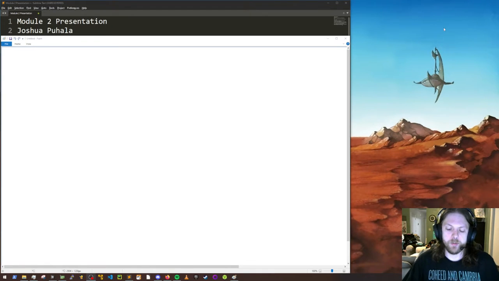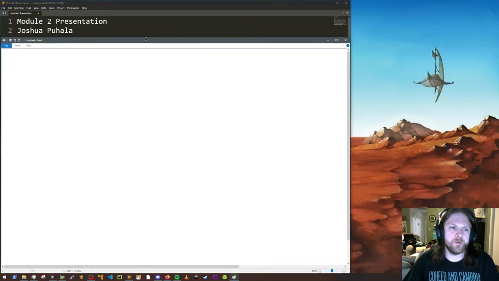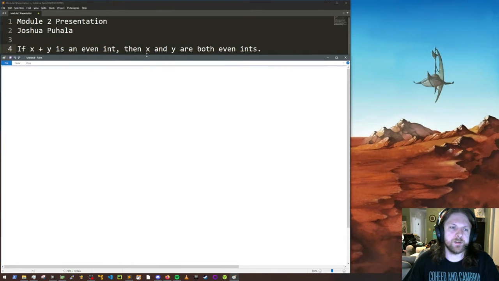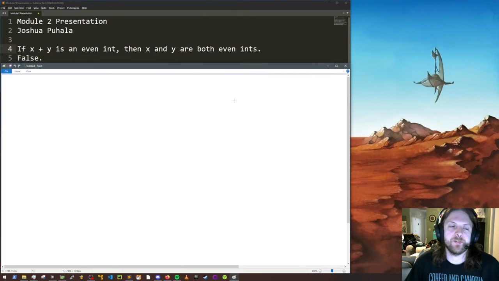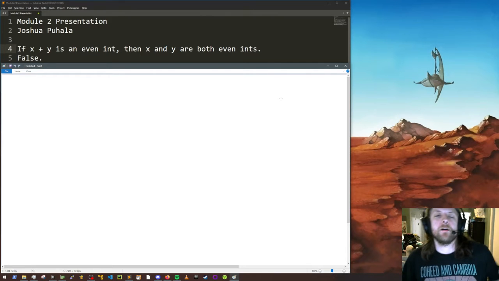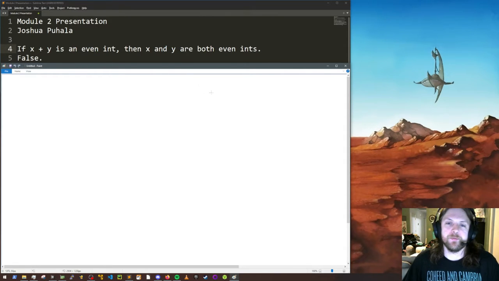I'm going to be doing a proof that shows that if x plus y is an even integer, then x and y must have the same parity. The reason I'm doing a proof for that is because I initially selected this one: if x plus y is an even integer, then x and y are both even integers as well. It didn't take a whole lot of work before I figured out that this is in fact false, and I'm going to show why.